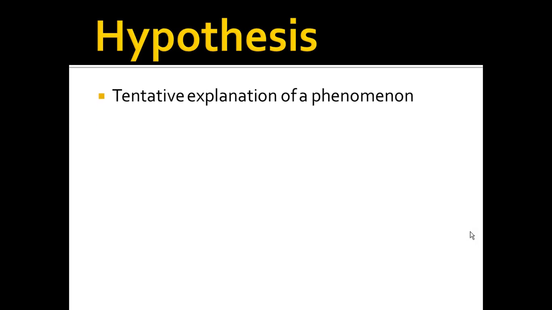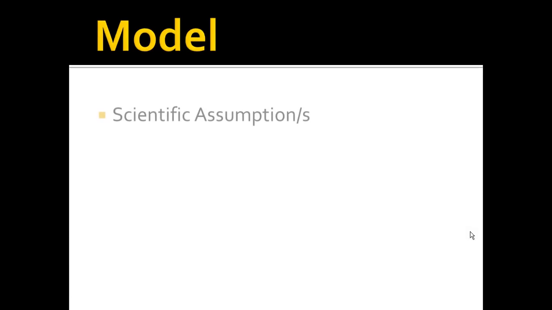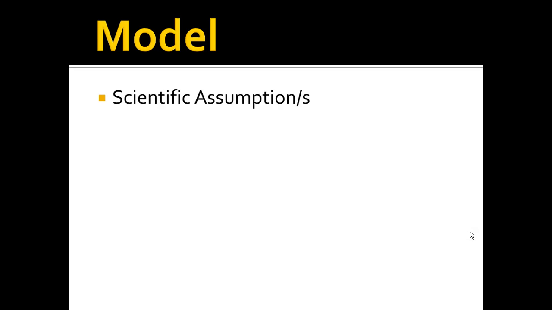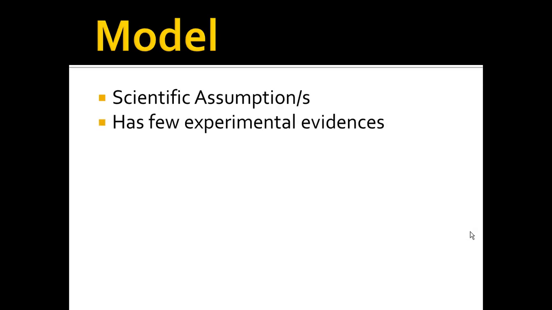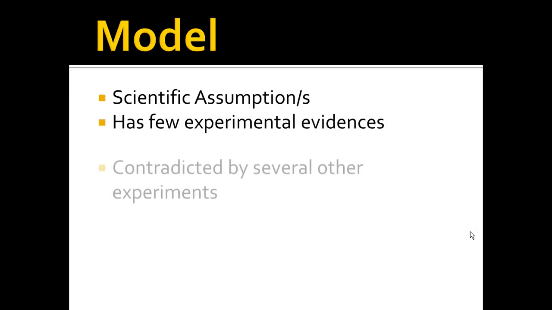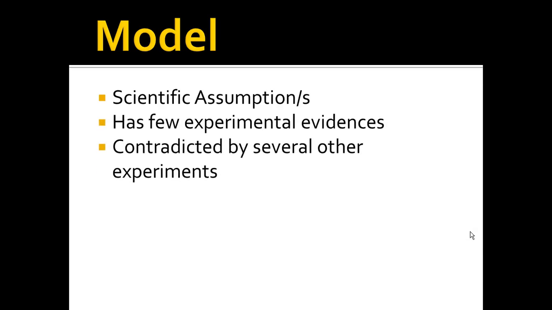Just what I have presented to you, the hypothesis is simply a tentative explanation of a given phenomena. It is an educated or an intelligent guess. A model, on the other hand, relies on scientific assumptions. It has few experimental evidences. It is easily contradicted by several other experiments and is not universal.